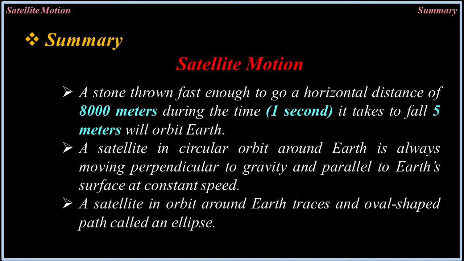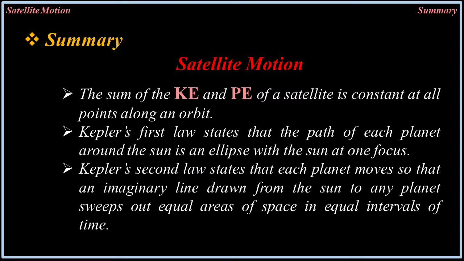A stone thrown fast enough to go a horizontal distance of 8,000 meters during the 1 second it takes to fall 5 meters will orbit Earth. A satellite in circular orbit around Earth is always moving perpendicular to gravity and parallel to the Earth's surface at constant speed. A satellite in orbit around the Earth traces an oval-shaped path called an ellipse. The sum of KE and PE of a satellite is constant at all points along an orbit.